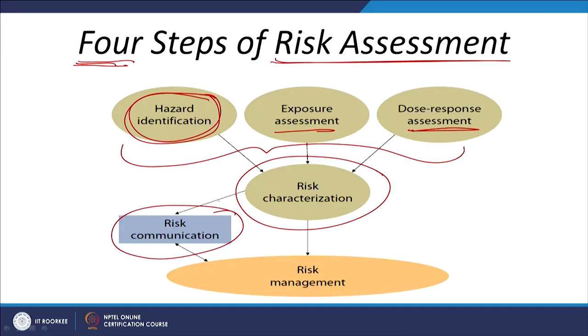In that context, the risk has to be communicated either to the public or to the management, and then it is up to the management to look at how they are going to manage this risk, or how they are going to decrease this risk if required. Or, let us say, if the risk is deemed to be too low. For carcinogens, we know it is either 10 power minus 4 or 10 power minus 6. Typically, 10 power minus 6 is what is looked at.